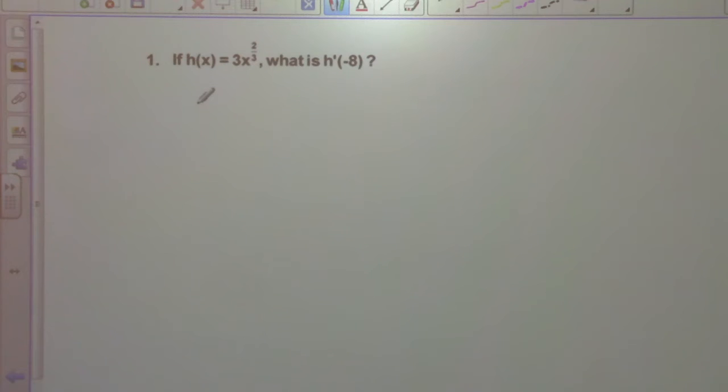Well, the first thing I would do is take a derivative of this function here, which using the power rule is going to be 2/3 times 3x to the power of 2/3 minus 1, which is negative 1/3. And 3 over 3 cancel, and so you're going to have 2 over the square root, or cube root, I said square root, I meant cube root of x.